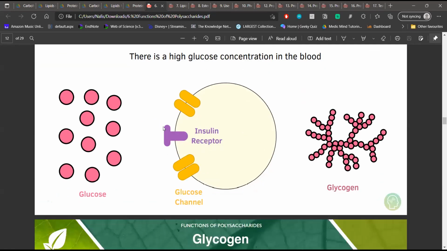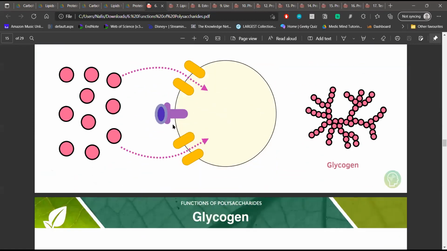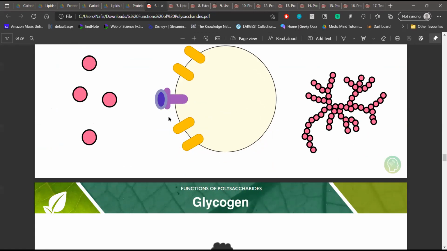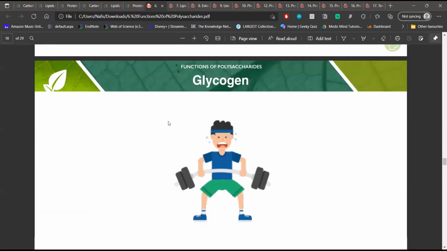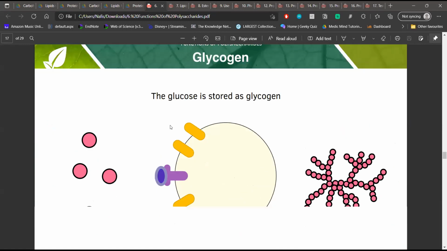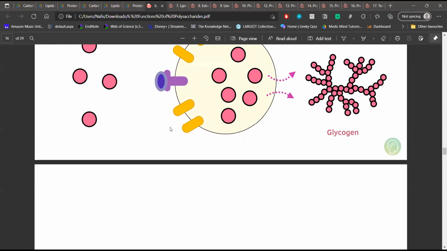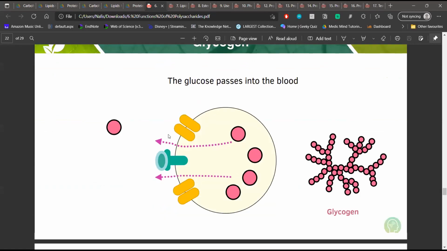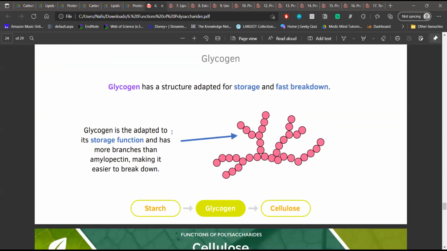So Sarah's eaten a large meal. There's going to be a high glucose concentration in the blood, so insulin is going to be released. I'm not going to talk through this. This is an A2 biology thing, and I don't know exactly if people are A2 or AS, so I'm not going to touch on this in too much detail. But basically, just understand that insulin is when glucose is high. Glucagon is when glucose is low, and it causes the breakdown of glycogen. So again, glycogen has a structure adapted less for storage, more for fast breakdown, and it's more branched than amylopectin, making it far easier to break down.